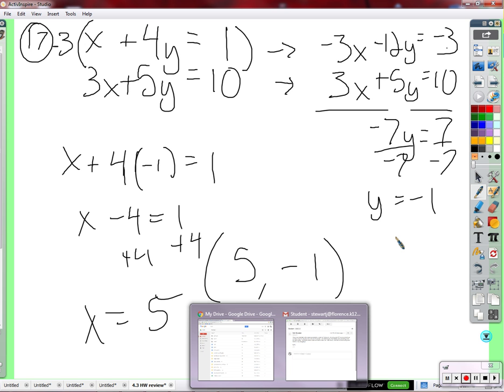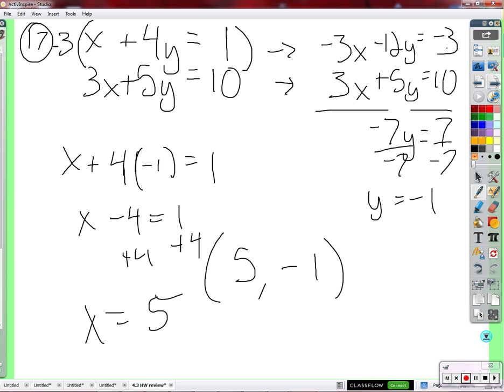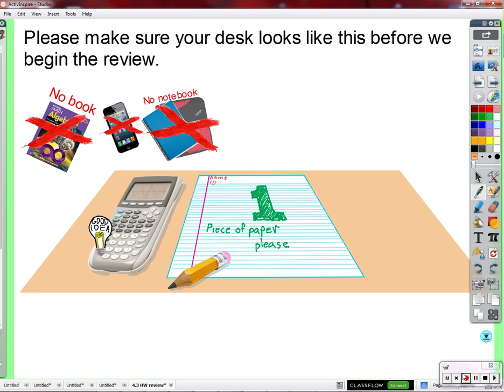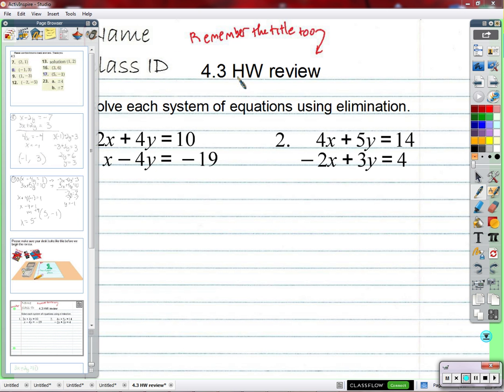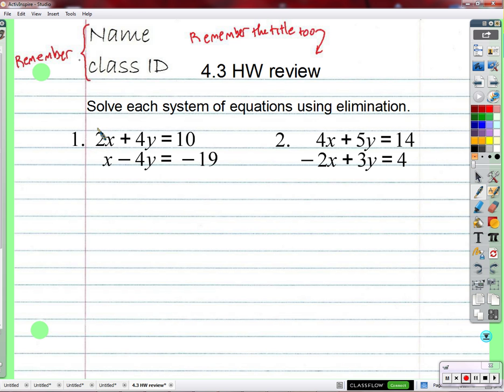Other questions? Then we know what to do. Let's put everything away. Get a piece of paper, pencil. This one. We add them together, and what's going to cancel out? The Y. The Y is going to cancel out. It's just ready for us to add them together.